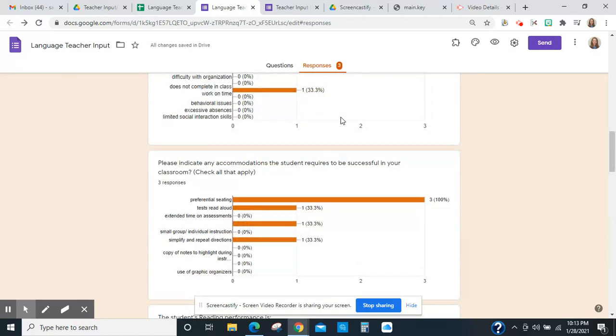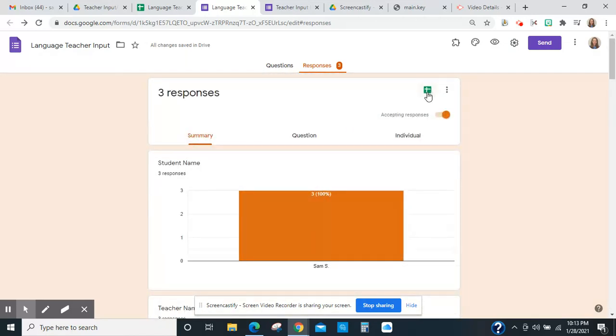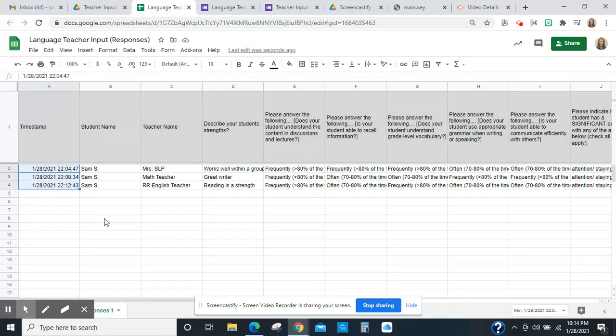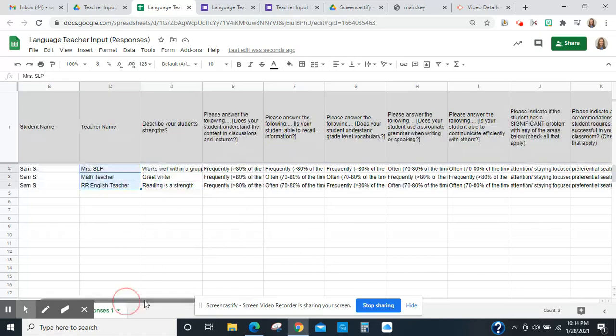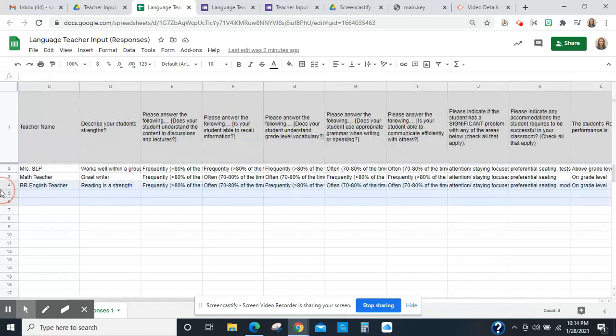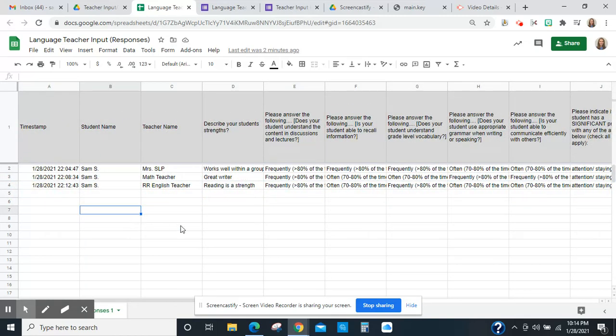And also on the top of the response button, you can click this green little button here, and it will take all of the data and put it into a Google Sheet to be organized for future reference. It does timestamp the information, so we'll have the date and the time the form was completed, as well as the student name and all of the teachers that completed this form about the student. And it kind of organizes all the information in a nice little sheet so that we can get a better understanding of the student's strengths and weaknesses and what they need to help guide us in writing our IEP and knowing what supports that we need to put in place.